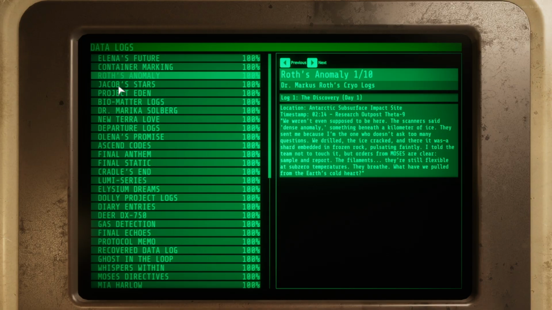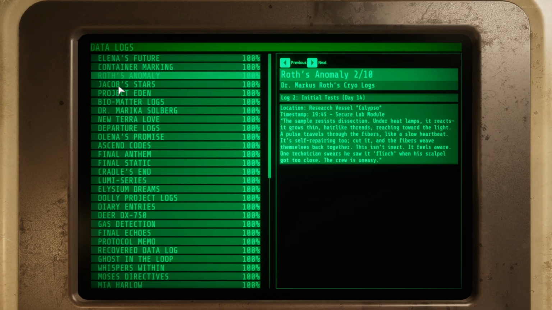Research post Theta 9. He says, "We weren't supposed to even be here. The scanner said dense anomaly, something beneath a kilometer of ice. They sent me because I'm the one who doesn't ask too many questions. We drilled, the ice cracked, and there it was. A shard embedded in frozen rock, pulsating faintly. I told the team to not touch it, but the orders from Moses are clear. Sample and report. The filaments, they're still flexible at sub-zero temperatures. They breathe. What have we pulled from the Earth's cold heart?"